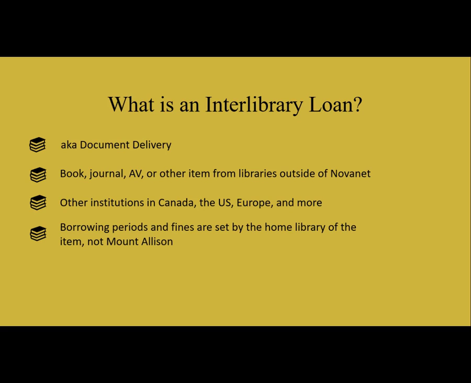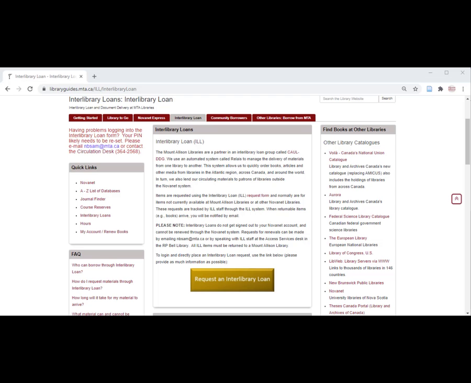Borrowing periods for interlibrary loans are set by the home library, not Mount Allison, and can vary. And interlibrary loans do not appear in your Novanet account. There are different ways to place an interlibrary loan request.